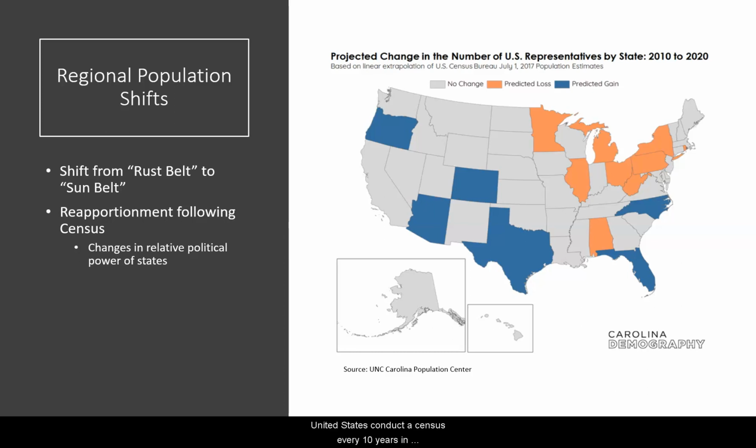The United States conducts a census every 10 years in which the population of each state is counted. After the census, seats in the House of Representatives are reallocated, or what's called reapportioned, based on the new population totals. As you can see from the map in this slide, most of the states projected to gain seats in the House of Representatives after the 2020 census are in the South and West, whereas most of the states that will lose seats are in the North and Midwest.